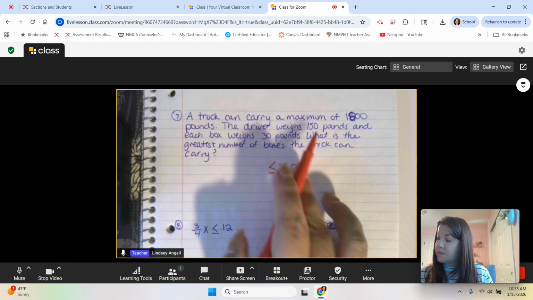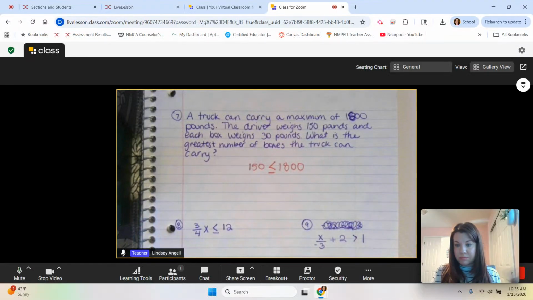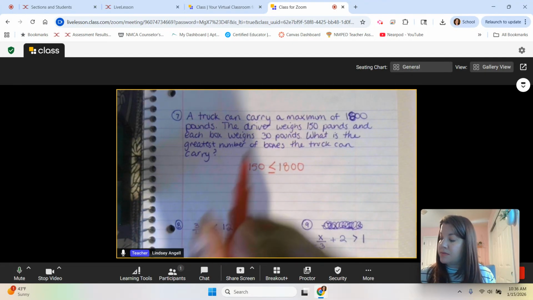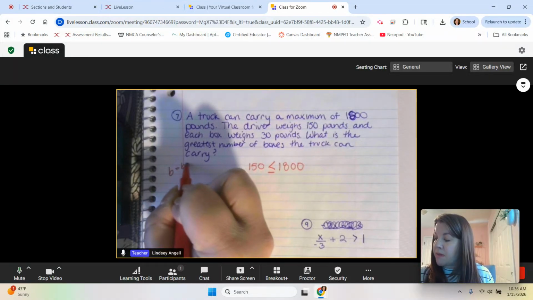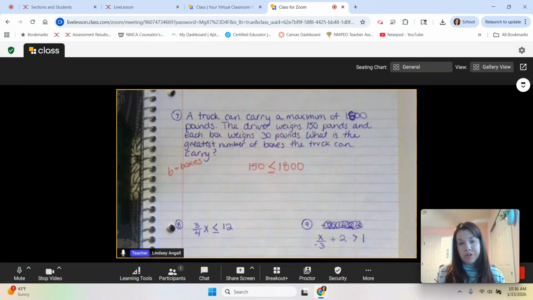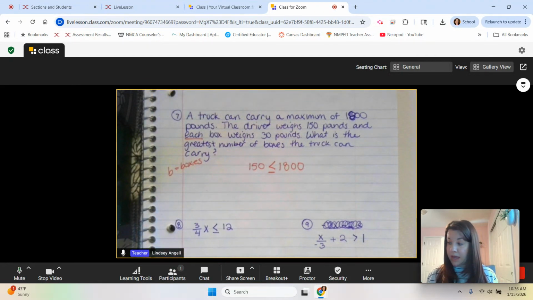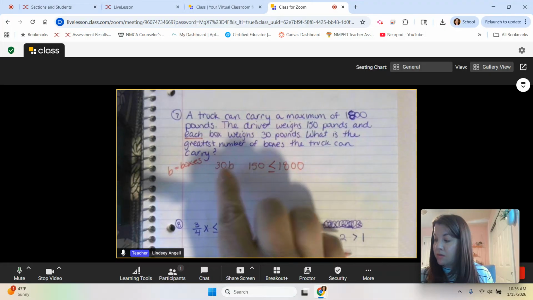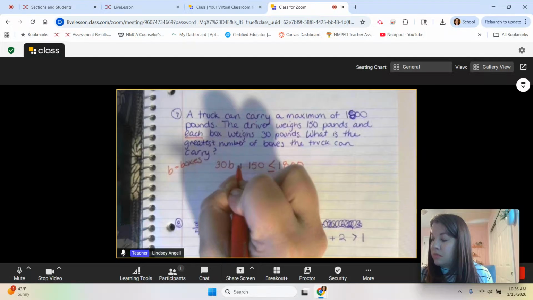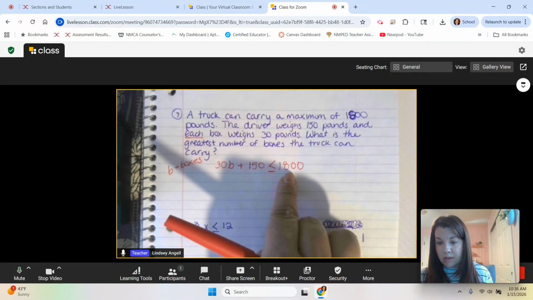So let's see, we know the driver weighs 150 pounds, okay? So that's just a constant, right? That's his weight. And then boxes weigh 30 pounds. So we could define our variable B for boxes, right? And they're 30 pounds each. Most of the time in math, that means to multiply. So 30 times B for boxes, so 30 pounds per box, plus another 150 pounds. This all has to be less than or equal to 1,800.